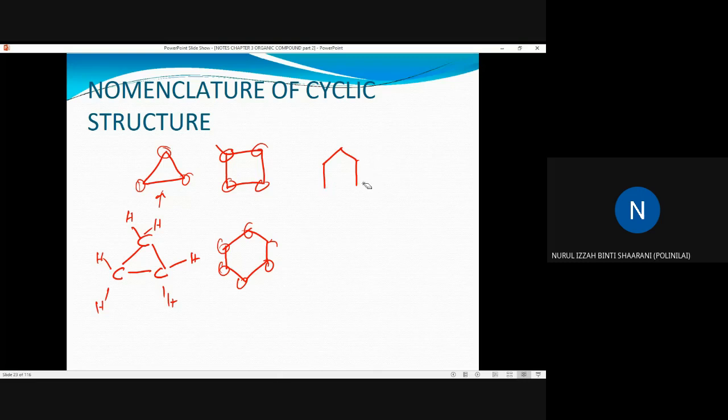Let's say we want to name this structure, 1, 2, 3, 4, 5. It has 5 carbons. So the 5 carbon prefix is P-A-N-T, pent. As we can see, this means all are single bonds. If there is a double bond, it will look like this, you can see two lines. So this is all single bonds, so A and E.